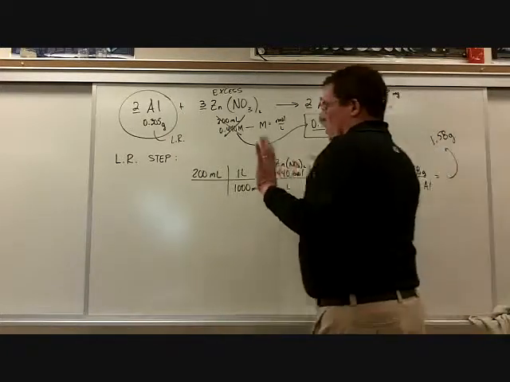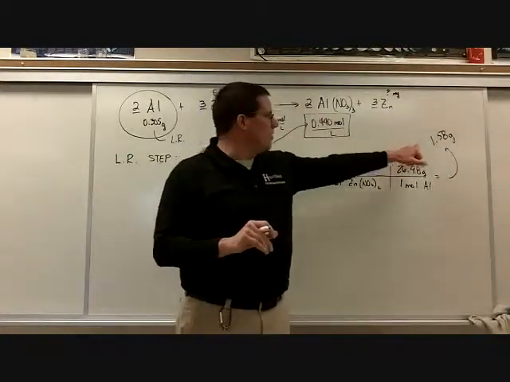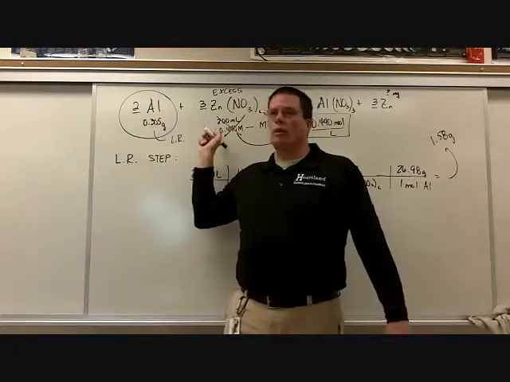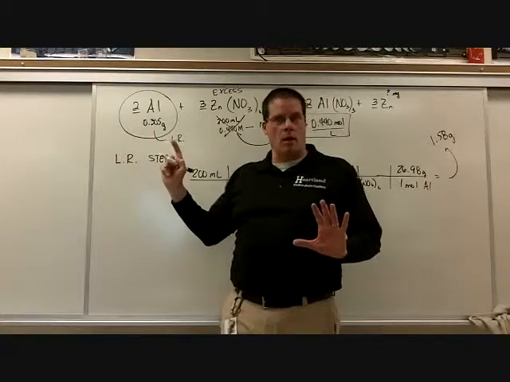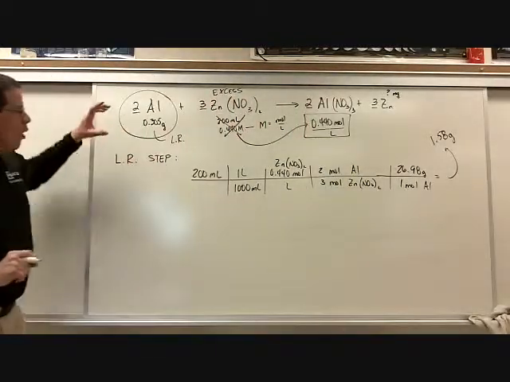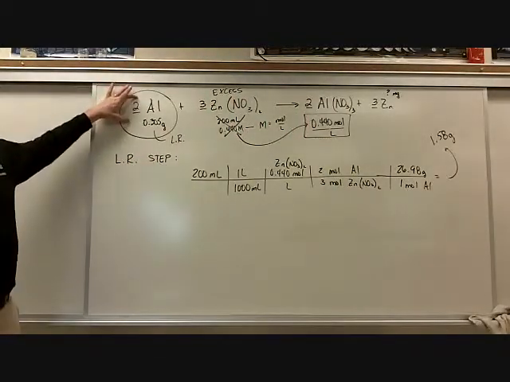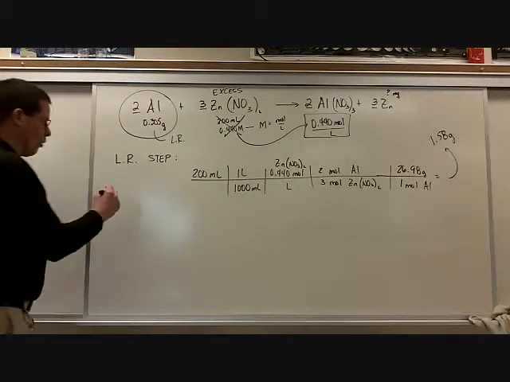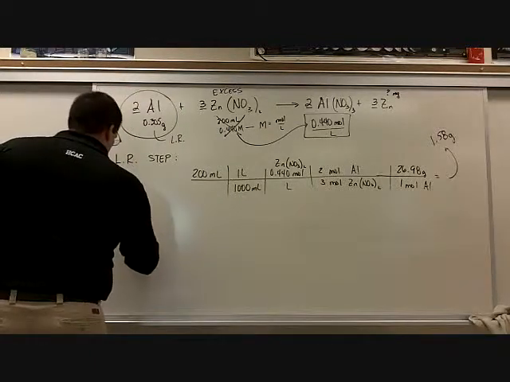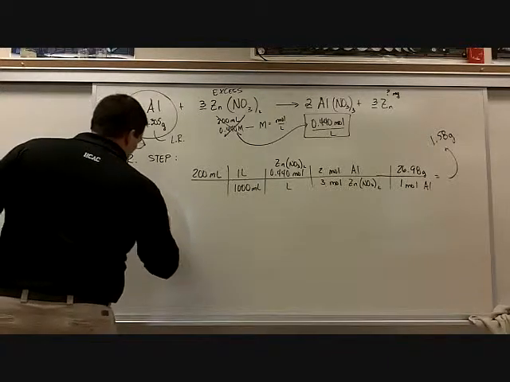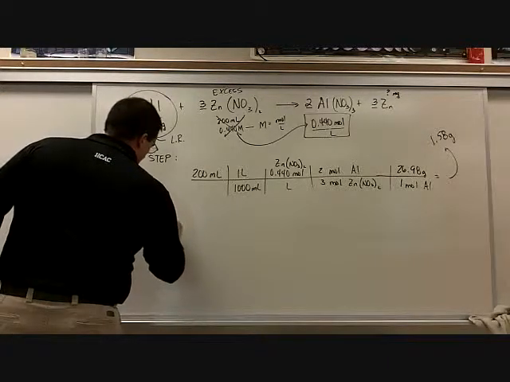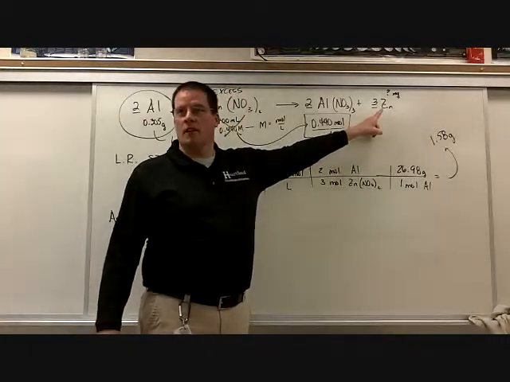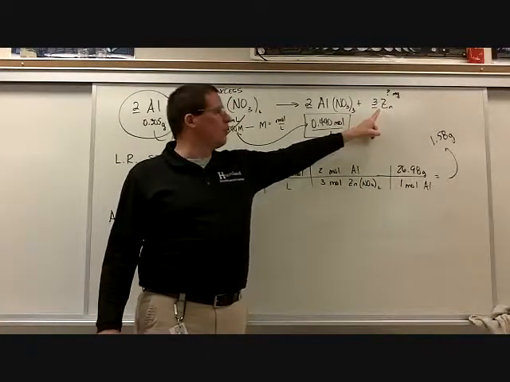Okay. Now we will not be using that number there. This number here was to tell us which of these is going to run out first. Now that we know who is the limiting reactant, or the one that's going to run out first, this is the amount that we're going to use to answer the question. And what's the question asking? How many milligrams of zinc is created?